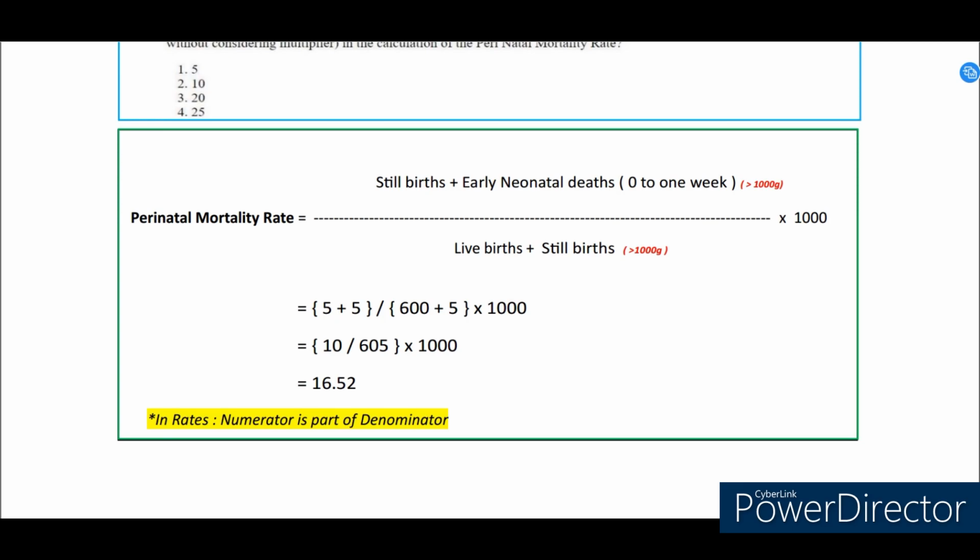Everything remains the same, but in the denominator, instead of taking both live and stillbirths, we need to take only live births. But the question was about rate, perinatal mortality rate. So in the denominator, we need to add 600, that is live births, and also stillbirths again, that is 5. So 10 upon 605 multiplied by 1000. So the answer is around 16.52.